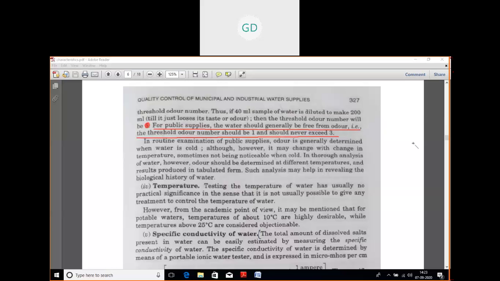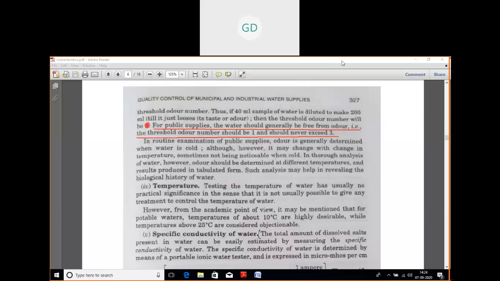Next is your temperature. How much temperature should be in the water? It should be at some definite temperature, because temperature also affects the biological characteristics of your water. Like you have bacteria or some microorganisms in your water. Every 10 degrees Celsius rise in water temperature increases the biological growth. So temperature also has some impact on your water.